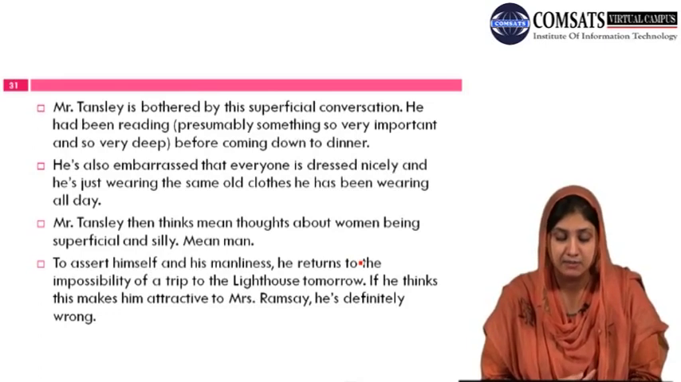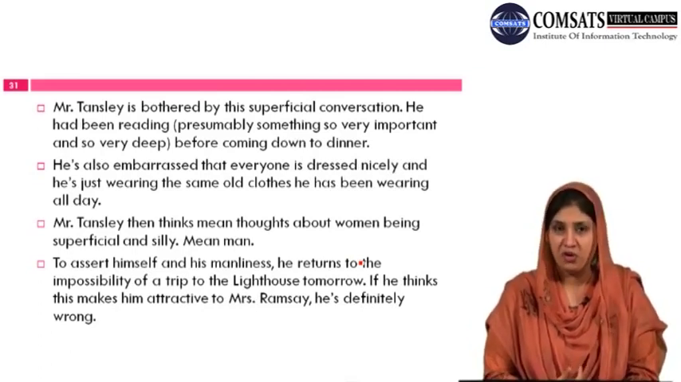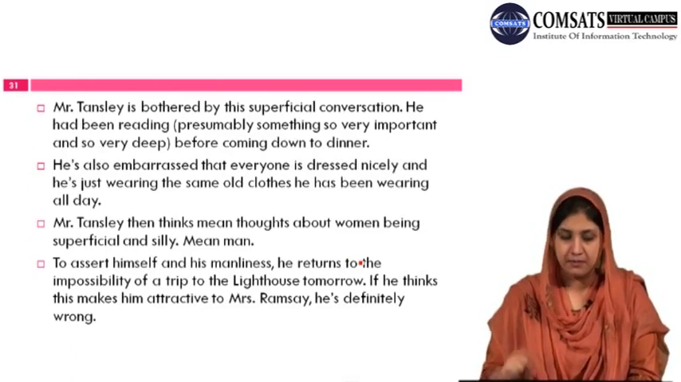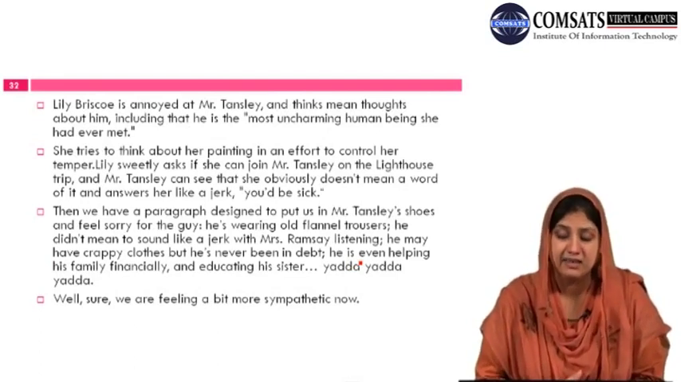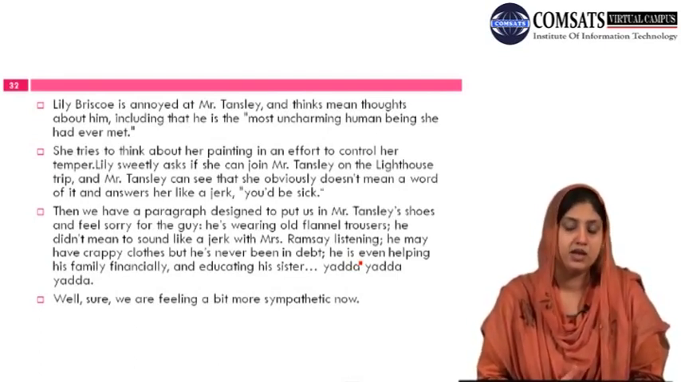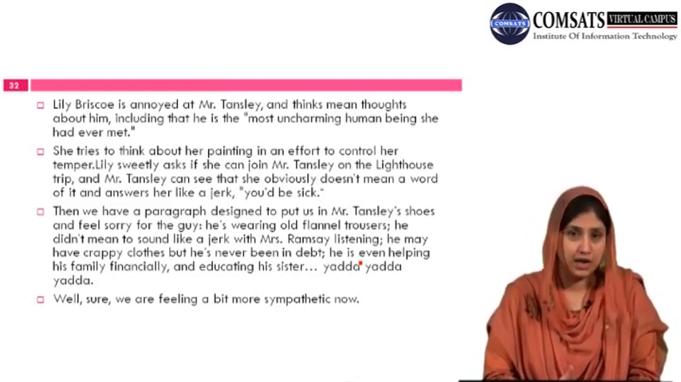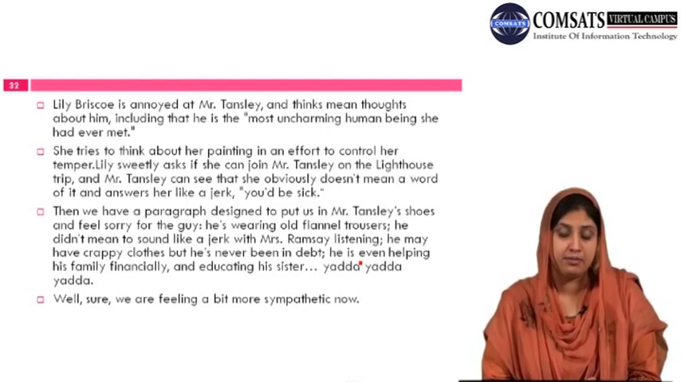If he thinks this makes him attractive to Mrs. Ramsay, he's definitely wrong. So, pointing out something that Mrs. Ramsay, being a woman, is not able to make possible, he wants to show his manliness by diverting people's attention towards that very particular thing. Now, we find that Lily Briscoe is annoyed at Mr. Tansley and thinks mean thoughts about him, including that he is the most uncharming human being she had ever met. She tries to think about her painting in an effort to control her temper.